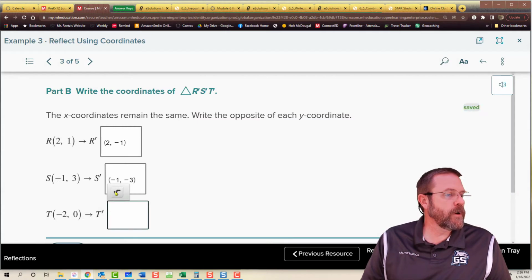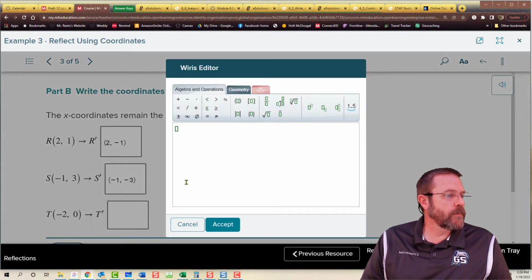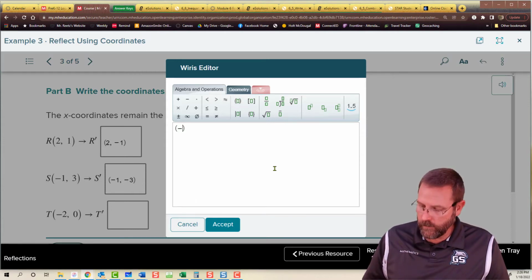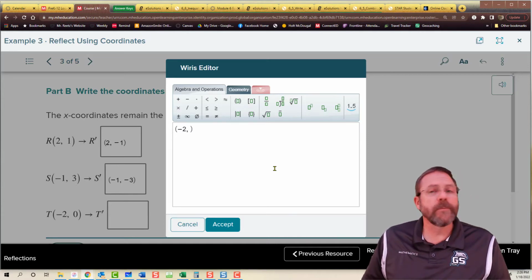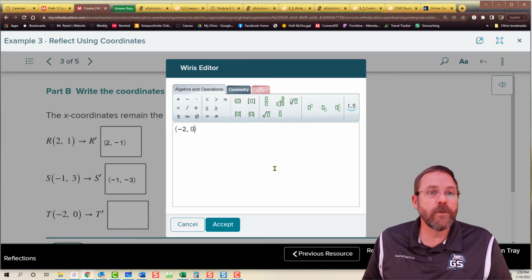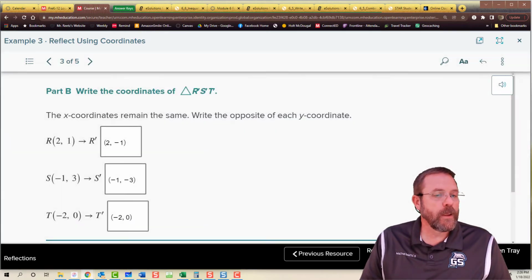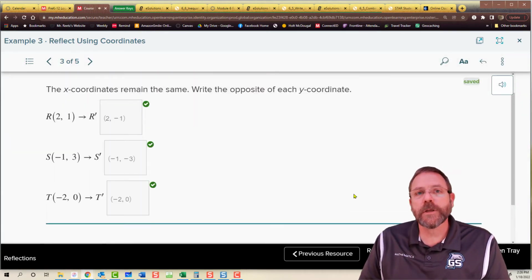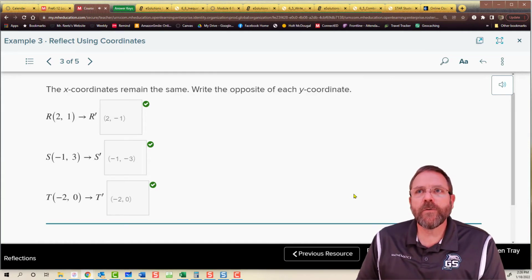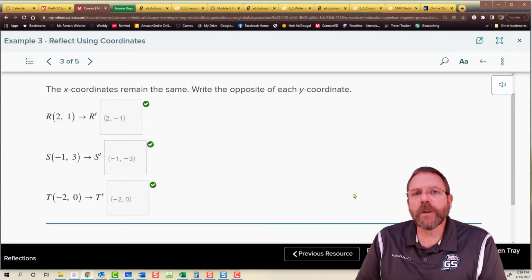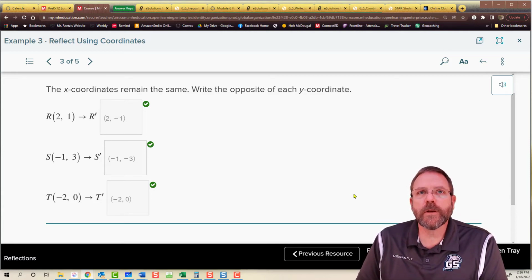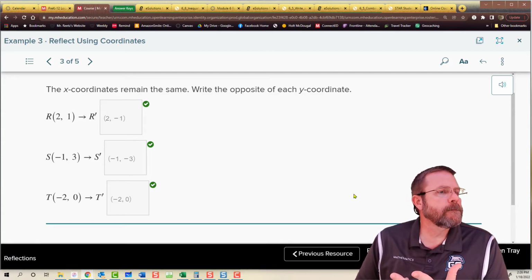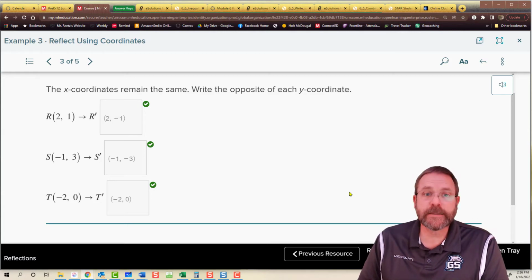And then for the T', the -2 is going to stay the same because that's our x value, and 0. Well, guess what? There's no such thing as a negative 0, so 0 is going to stay the same as well. Take that and check it. All that checks. So without drawing anything out, without doing any mathematical operations, we were able to just look at this and determine what the location of those new points were going to be when we reflected it across the x-axis.